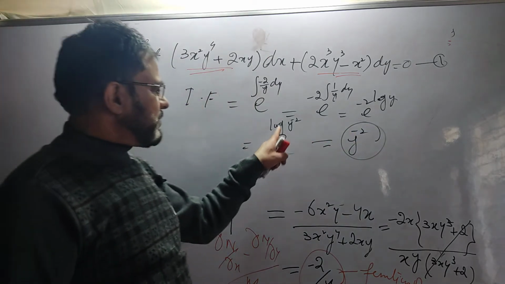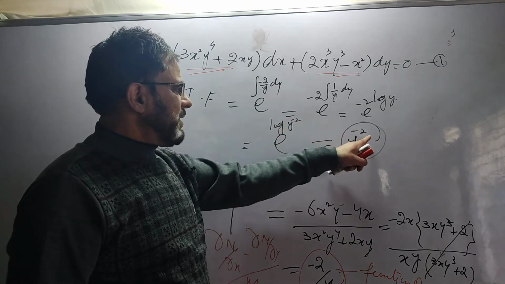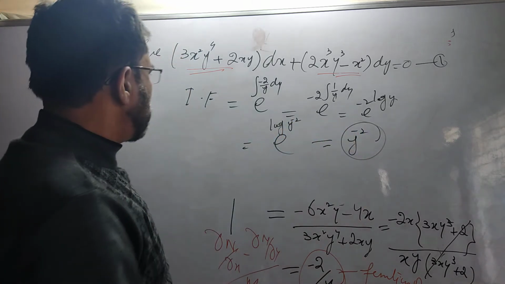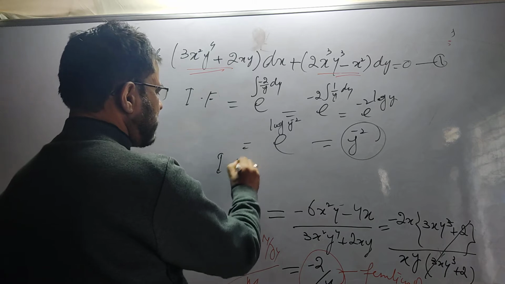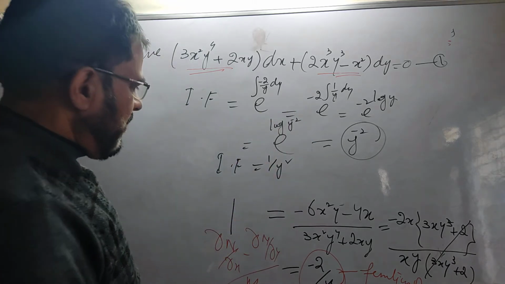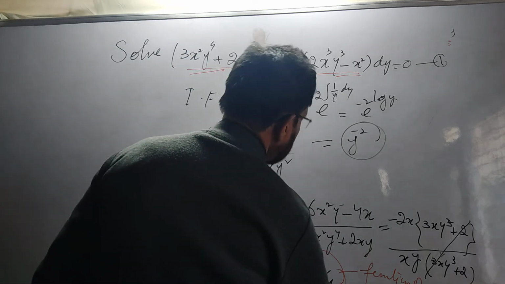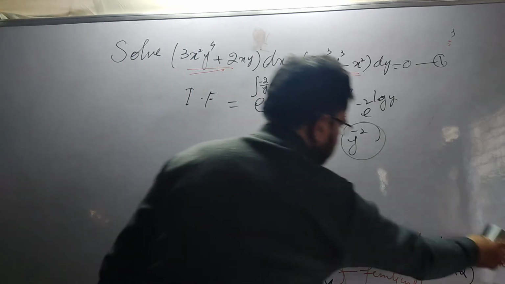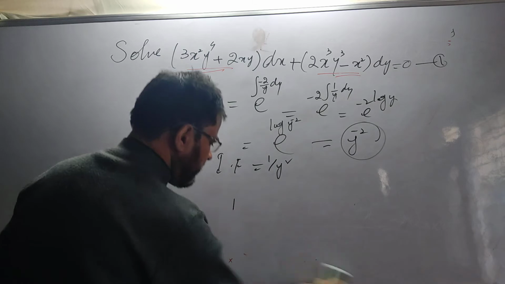Because you know e raised to the power log of m to the base e is m. So it is y raised to the power minus 2. So the integrating factor is 1 by y square. This is your integrating factor. What we do is we multiply both sides of the first equation by this integrating factor.